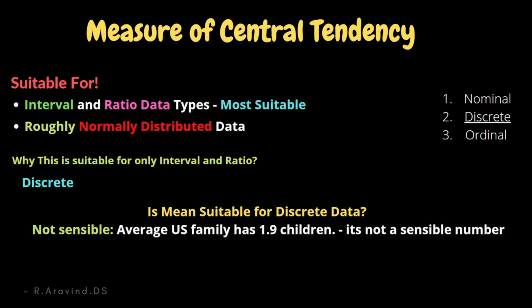Let me think. If you are married, you can tell I have one child, two children. You can't tell I have 1.5 children. Actually, it is not sensible. Actually, it is not valid.